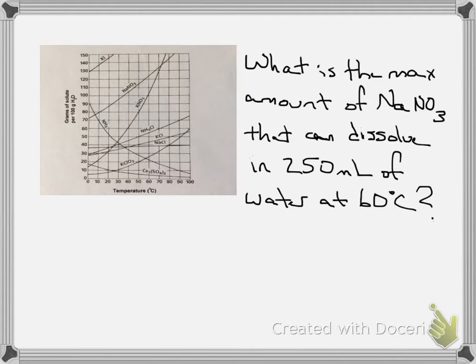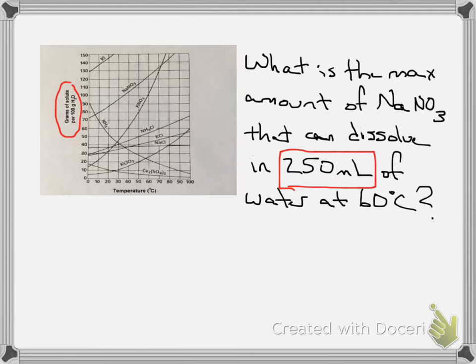The question we're going to ask is, what is the maximum amount of sodium nitrate that can dissolve in 250 mL of water at 60 degrees Celsius? It turns out that we're going to be able to use this solubility curve to answer the question. The problem is that if you look at the axis over here, you'll notice that every single one of these values is in terms of 100 grams of H2O. And we are being asked about a much different amount of water. Turns out that this is a pretty simple ratio problem that I'm going to show you how to solve.